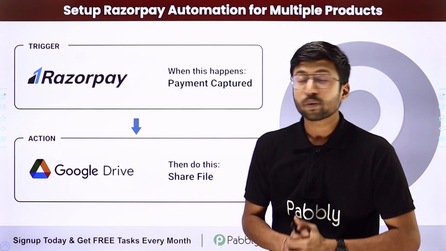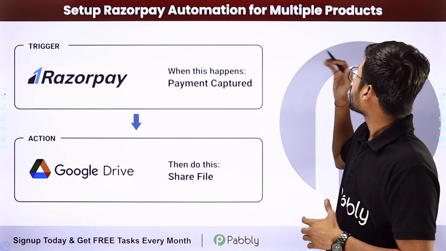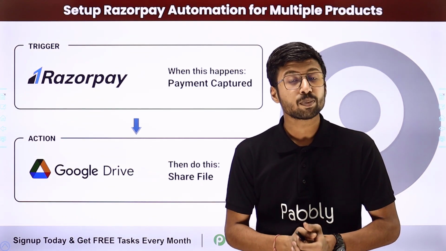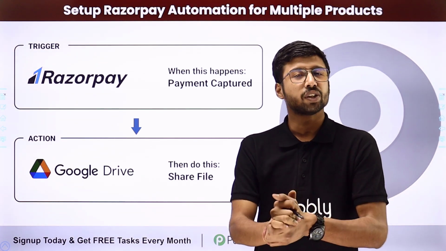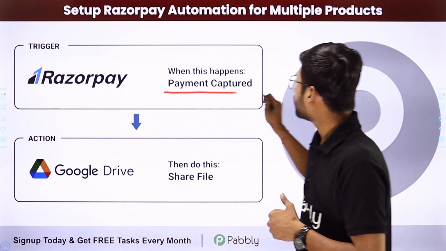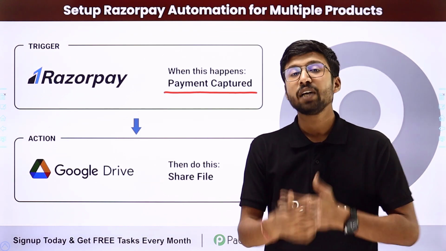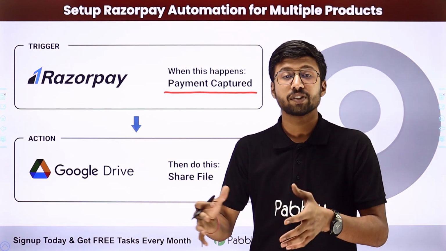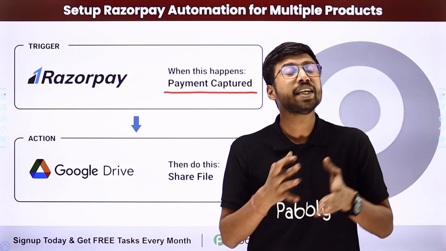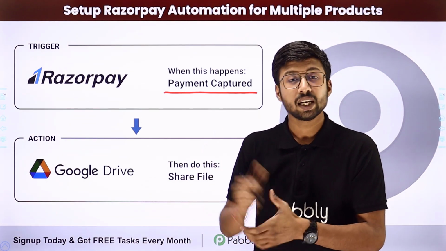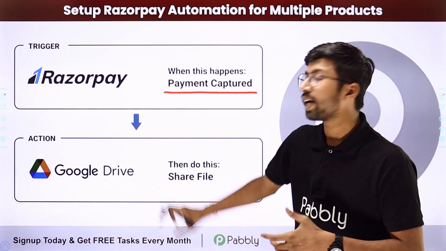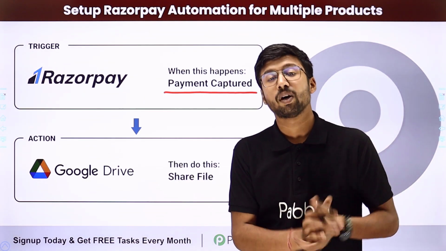So in this video, we are going to learn how to set up Razorpay automation for multiple products in Pabbly Connect. If you are using Razorpay as a payment gateway, this automation is going to help you a lot. Whenever we capture a new payment in our Razorpay account, if you are selling multiple products and each product has a different price, then for whatever product we receive payment, the file of the same product will be shared from our Google Drive.